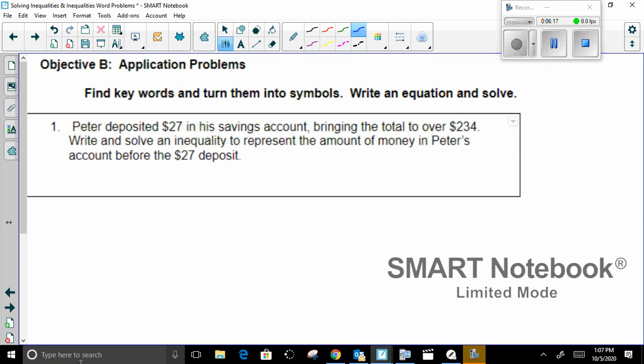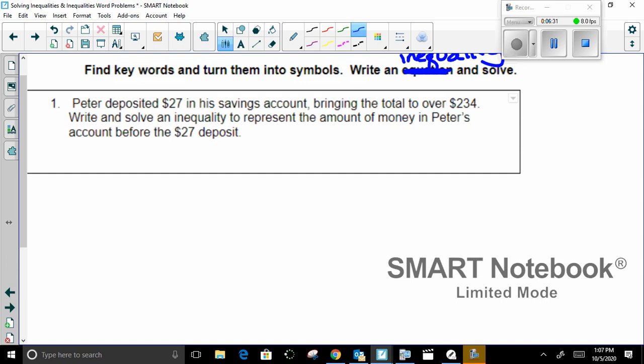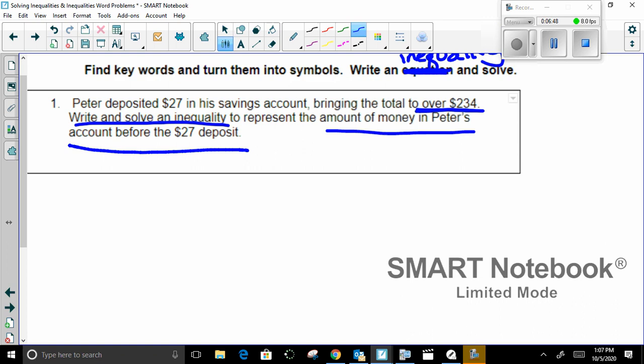All right, let's look at the question we have. So find keywords and turn them into symbols. This really should say write an inequality and solve. Peter deposited $27 in his savings account, bringing the total to over $234. Write and solve an inequality to represent the amount of money in Peter's account before the $27 was deposited. So I want to know how much money was in that account before I deposited $27.